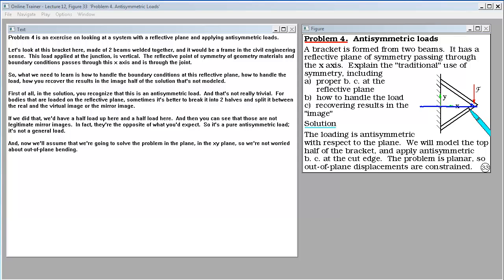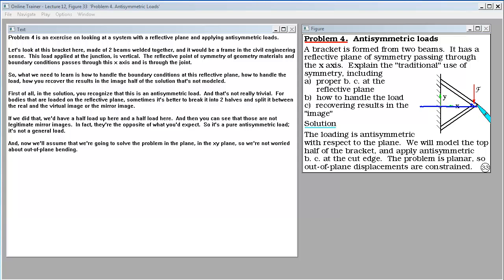So what we need to learn is how to handle the boundary conditions at this reflective plane, how to handle the load, how you recover the results in the image half of the solution that's not modeled. First of all, in the solution, you would recognize that this is an antisymmetric load, and that's not really trivial.